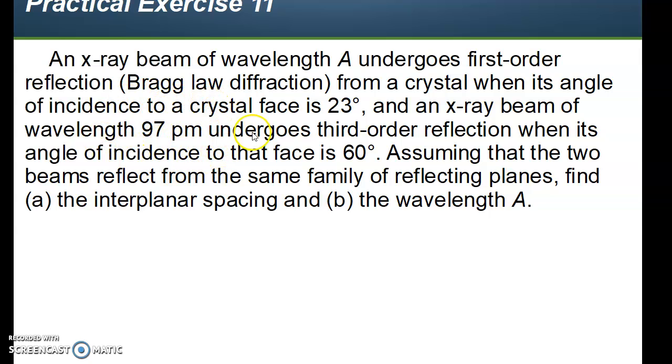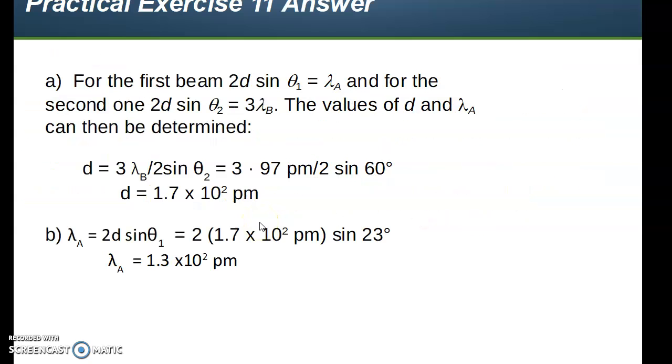Pico. So it undergoes third order reflection when its angle of incidence at that phase is 60 degrees. Assuming that the two beams reflect from the same family of reflecting planes, find the interplanar spacing, that's going to be the d difference between those two, and the wavelength of your X-ray. Okay, first for the beam 2d sine theta 1 equals lambda a, right? For the second one, it's 2d sine theta 2 equals 3 lambda b. And the values of d and lambda can be determined first getting the d right here.